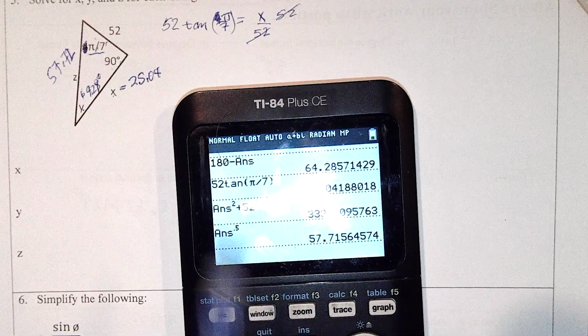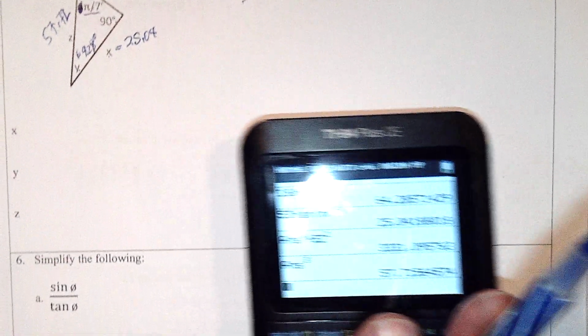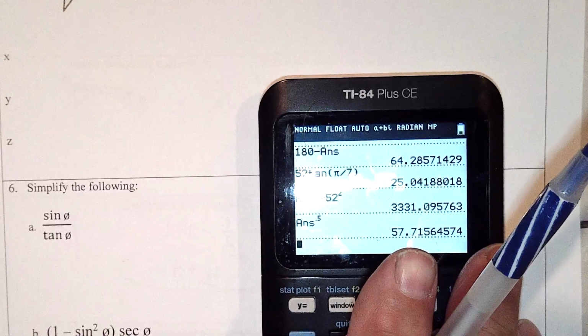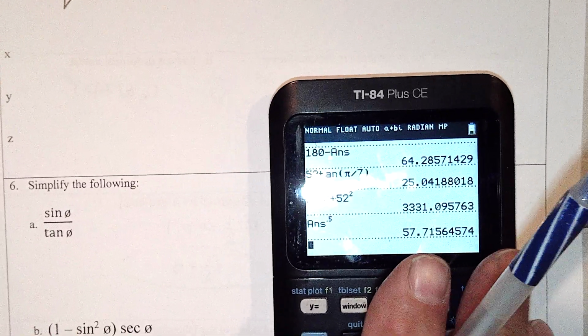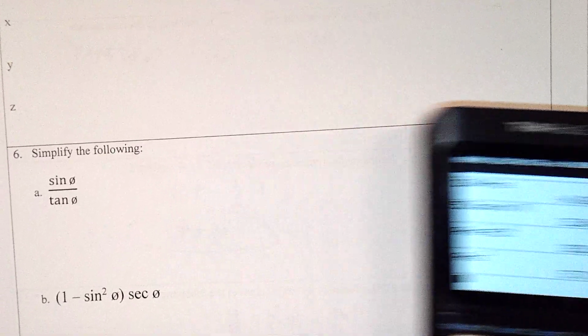Apologize. Take the 4 off the 4 pi over 7 because that makes an impossible triangle. I could have made it a 3 or a 2 and it would have worked, but I just get rid of the 4. Okay.